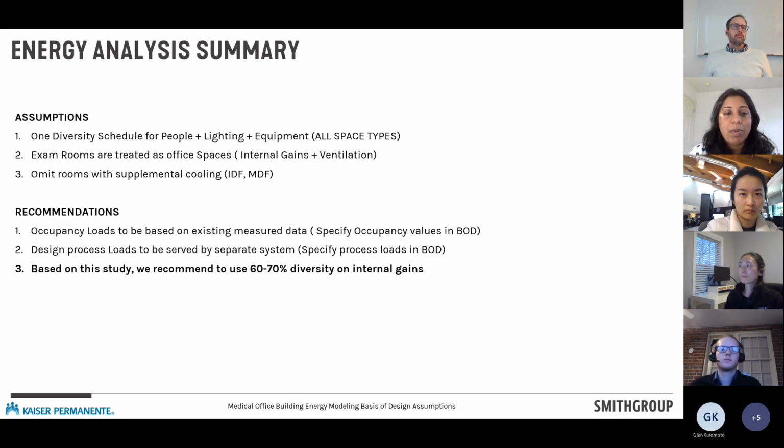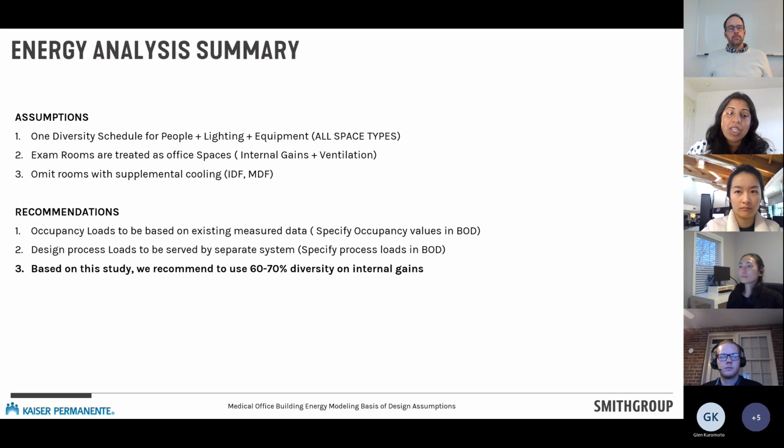Lastly, we did talk about so many things, so we want to summarize. Assumptions. One, diversity was assumed for people, lighting, and equipment for all space types. Secondly, we assumed exam rooms were the same as if they operate as an office space. This would help to lower your cooling load, especially the reduction in internal gains and ventilation. Lastly, omit rooms with any supplemental cooling. Segregating the IDF rooms and the MDF rooms to two different systems is what we assumed in the model.